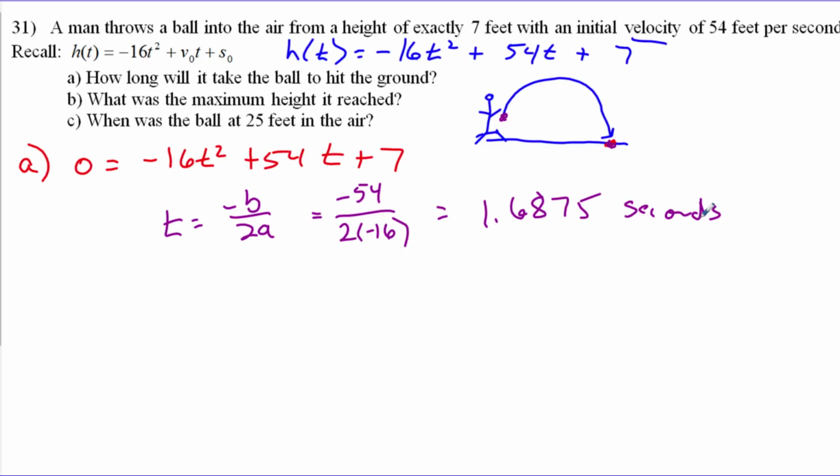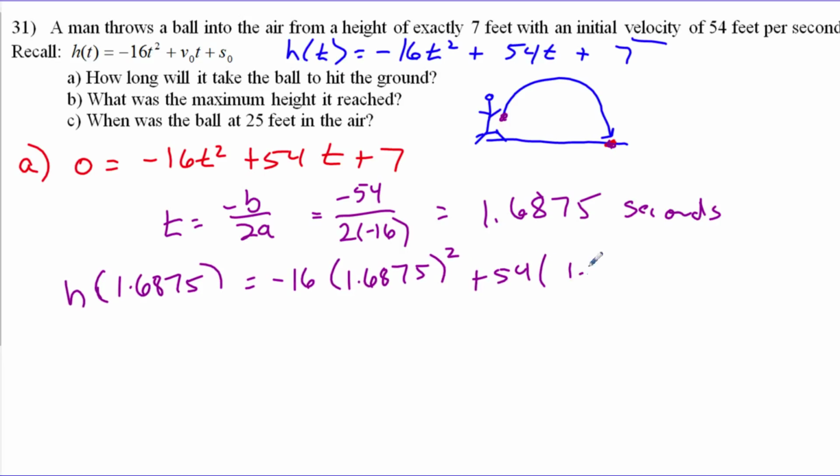and so that would be the amount of time, the seconds, that it took to get to the maximum height. But here's the thing. I don't actually care about the time. They didn't ask how long did it take to get to the maximum height. They said, what is the maximum height? So I need to take this value and plug it back in for t and find out what comes out. So we're going to actually do h of 1.6875. I'm not going to round, because we're going to try to get the most exact answer. So this would be negative 16 times 1.6875 squared plus 54 times 1.6875, plus 7.